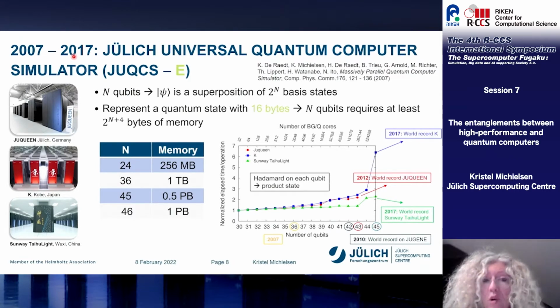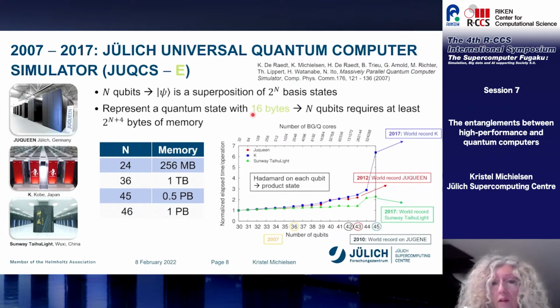And each of the quantum states is represented by 16 bytes. So if we do this, then for n qubits, we need 2 to the power n plus 4 bytes of memory. And here you see what this means in practice. For 46 qubits, we would need 1 petabyte of memory.